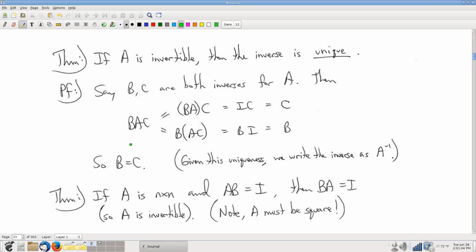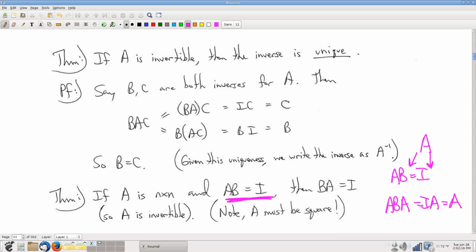Let me start by showing you what I'll call a bogus proof. In other words, this is not a valid argument. It's very tempting. So keep in mind we're starting off with AB as the identity. And now I'm going to right multiply by A on both sides of the equation. That gives me ABA equals IA, which of course is A.